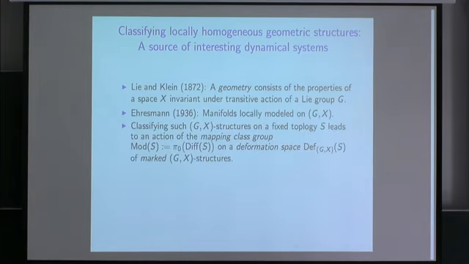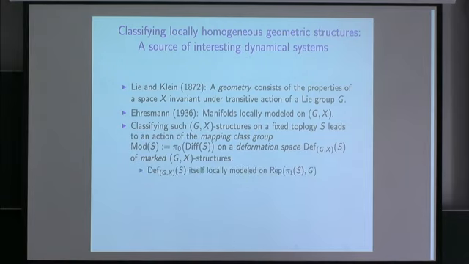So I'll fix the topology S, which for most of the talk will be a compact surface, possibly with boundary, and a homogeneous space X with a transitive action of G. And analogous to the Teichmuller space, there will be a deformation space of GX structures on the fixed topology S upon which the mapping class group will be acting. And one motivation for this subject is that this is a way of getting spaces with interesting actions of the mapping class group and representations of the mapping class group.